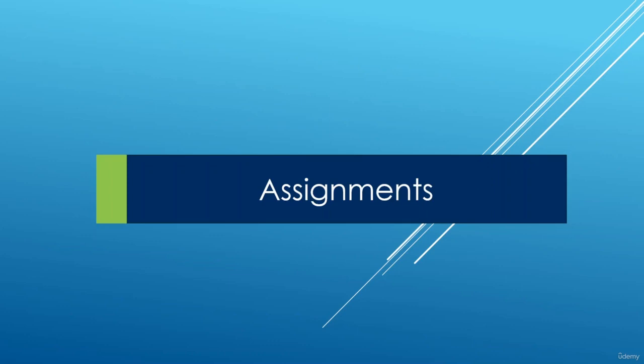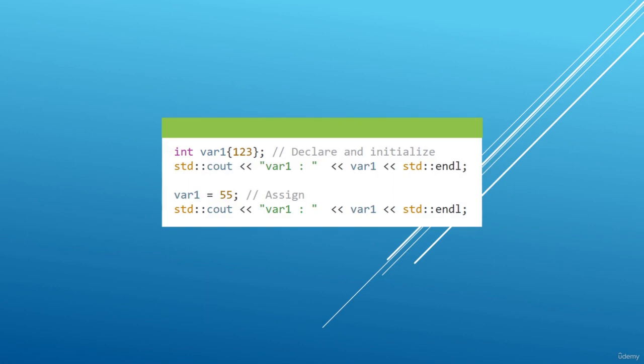In this lecture, we're going to learn about assignments. And the basic idea I really want to drive home here is that after a variable is initialized, like we've been doing all along, you can later assign a new value to it. For example, here we have var1 declared. It is an integer. We can print it out and it is going to print 1, 2, 3.